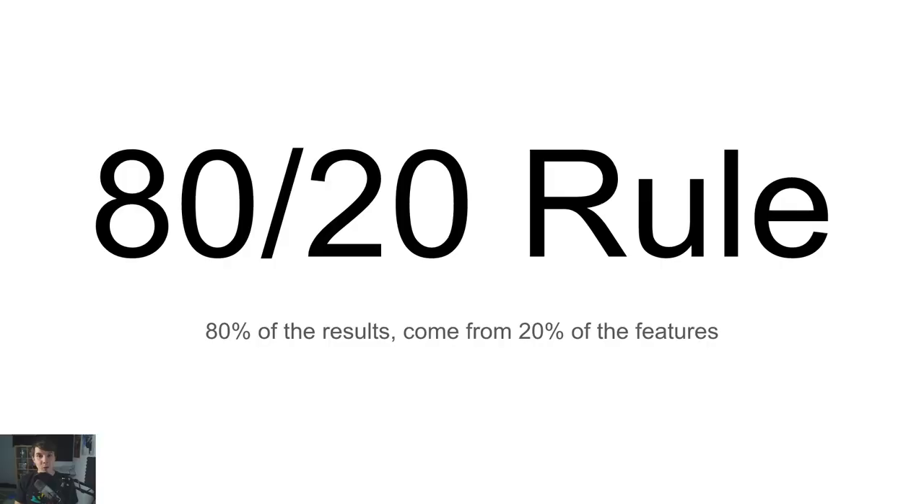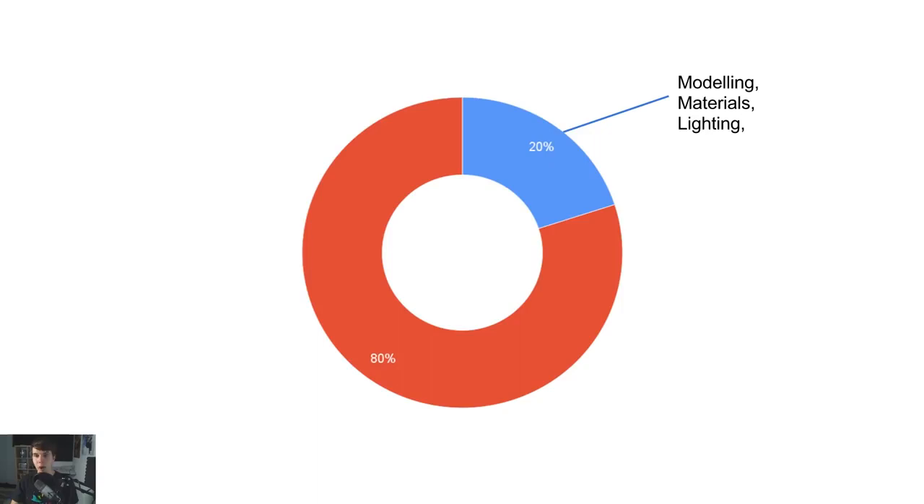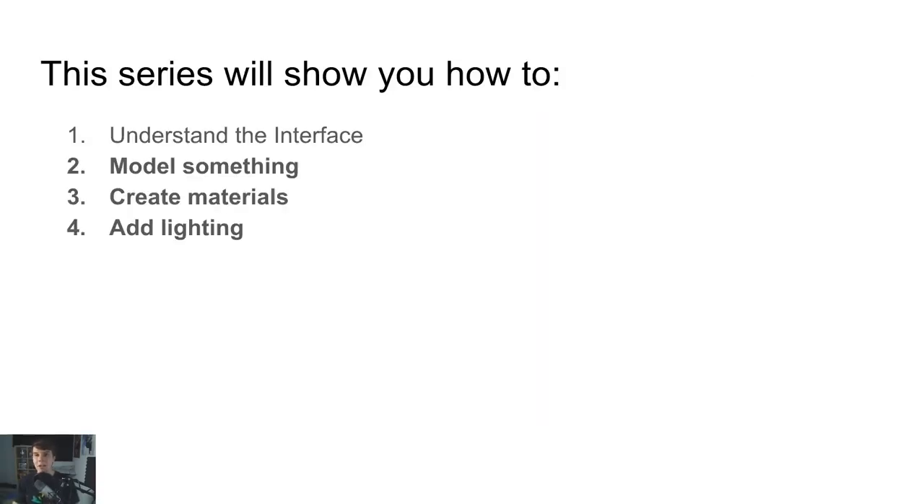So if you're familiar with the 80-20 rule, it's that 80% of the results come from 20% of the actions, or in this case, in terms of software, they come from 20% of its features. So I believe that in 3D, the 20% of features that everybody uses, regardless of whether you're in 3D printing, VR, visual effects, animation, any of that stuff, everybody uses modeling, materials, and lighting. And so that's the focus of this video series.